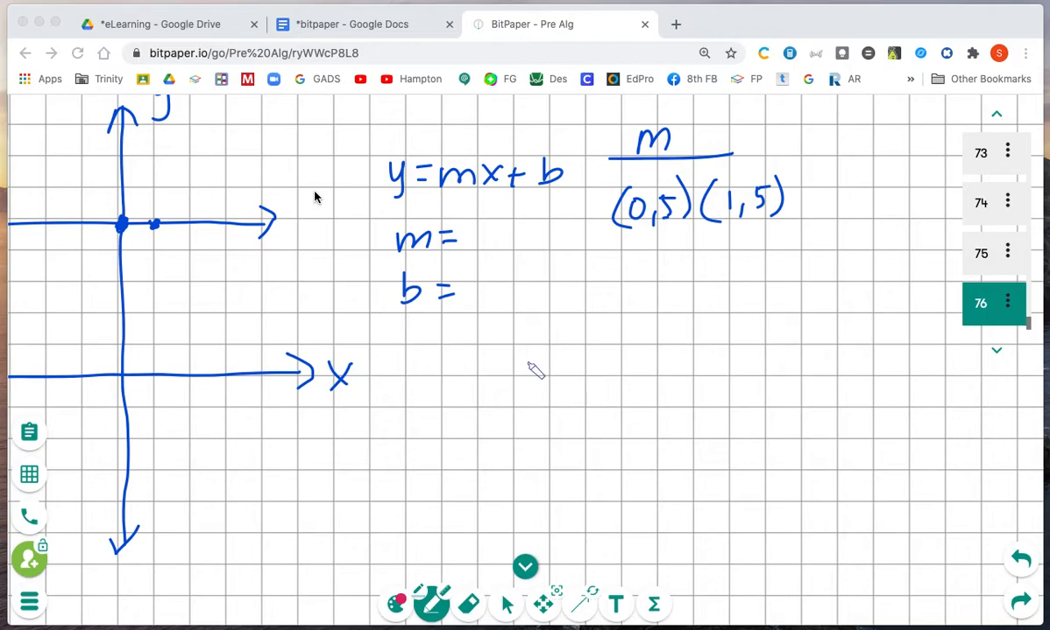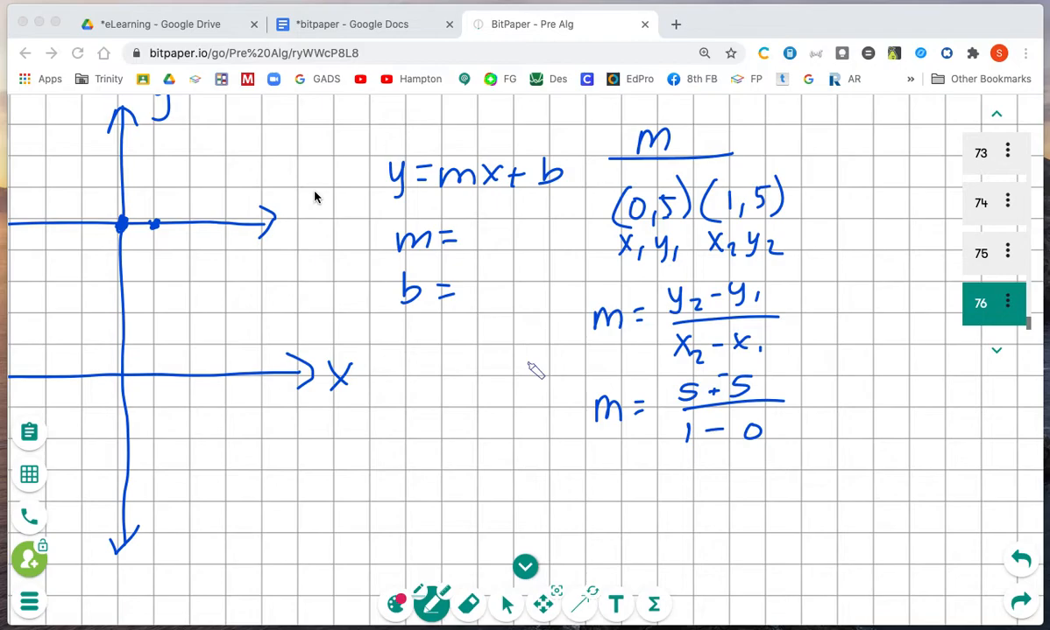And I'm going to do x1, y1, x2, y2. And then I'm going to do my formula, m equals y2 minus y1 over x2 minus x1. M equals 5 minus 5 over 1 minus 0. Keep, change, change, keep, change, change. So m is equal to 0 over 1.